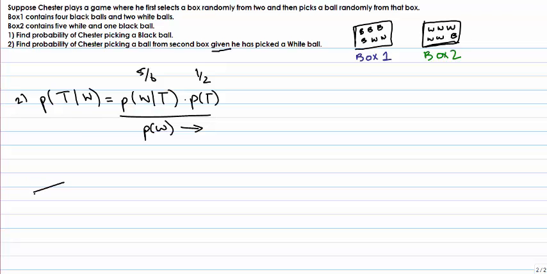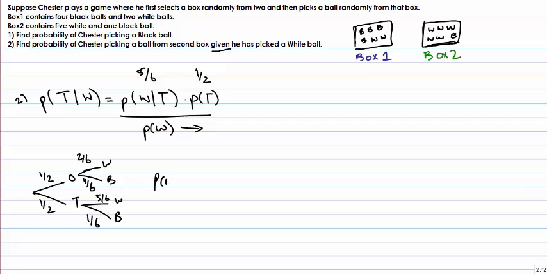So I'm going to draw the probability tree. We have O, we have D, first box, second box, 1 by 2, 1 by 2, we get white, we get black, we get white, we get black. So the probability of white in the first box is 2 by 6, black is 4 by 6, and the probability of white in the second box is 5 by 6, and in the second box the probability of black is 1 by 6.